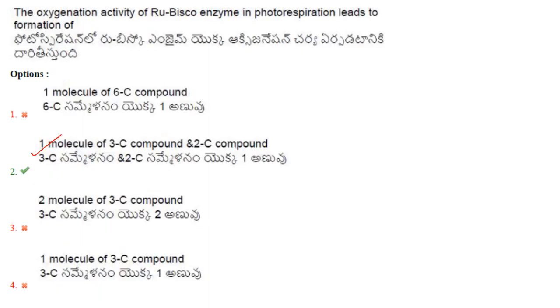Then next one. Oxygenation activity of Rubisco enzyme in photorespiration leads to formation of. So oxygenation by Rubisco enzyme during photorespiration leads to the formation of one molecule of 3 carbon compound phosphoglycerate and one molecule of 2 carbon compound phosphoglycolate. So the answer here is option 2, one molecule of 3 carbon compound and 2 carbon compound.